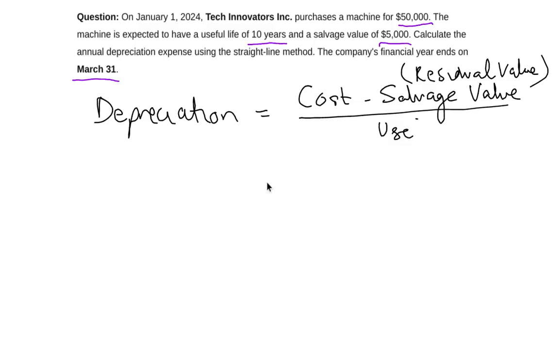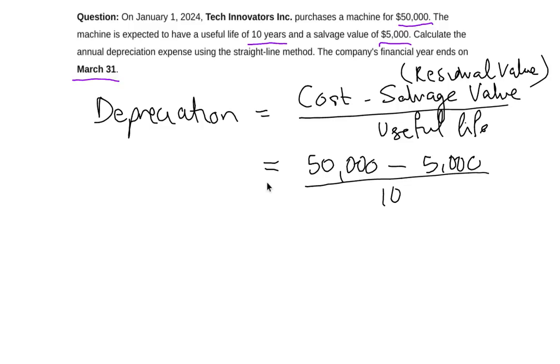Divided by the useful life, or the number of years that we will have the asset for. So the cost in this case is $50,000 for the machine, less $5,000. And our useful life is 10 years. So we do the calculation. 50,000 minus 5,000, we have 45,000, and 45,000 divided by 10 is 4,500. So this is our annual depreciation for the year.